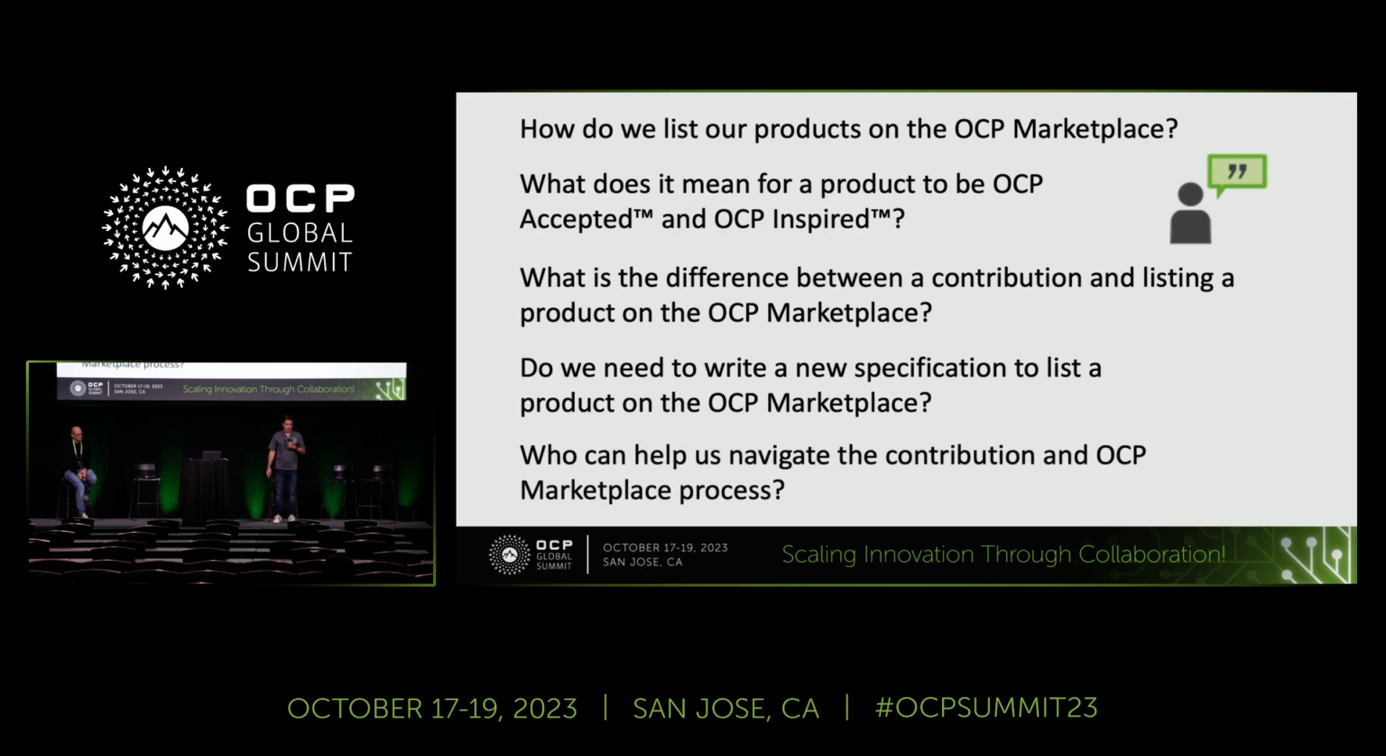And I guess that's our first start of questions. So what does it mean for a product to be accepted? What is the difference between a contribution listing and a product on the OCP Marketplace? There are differences. Do we need to write a new specification to list a product on the OCP Marketplace? And who can help us navigate the contribution and OCP Marketplace process? Teaser, we're involved.